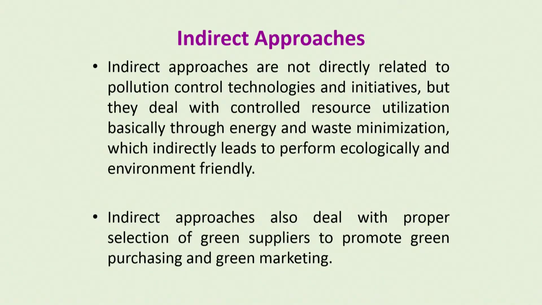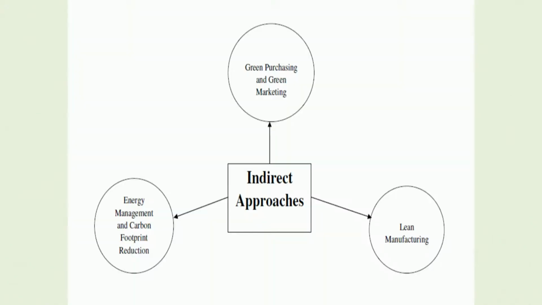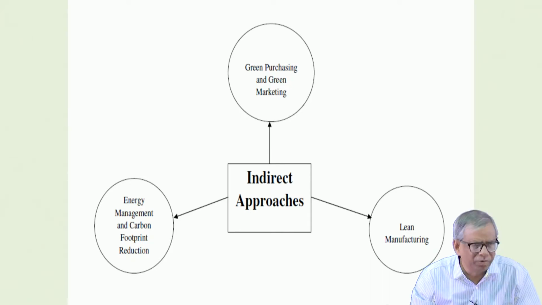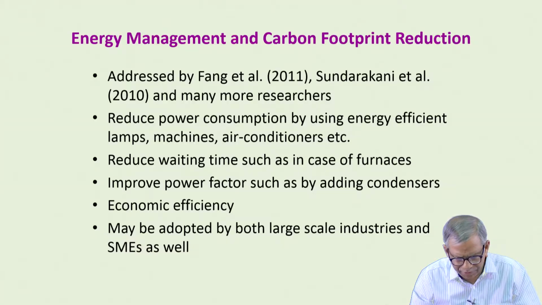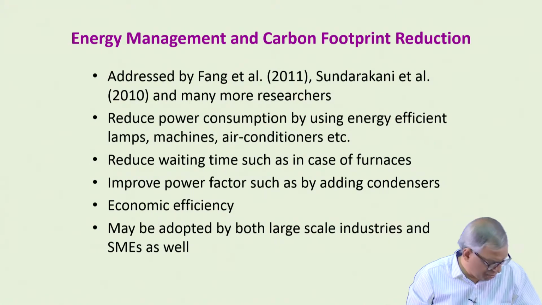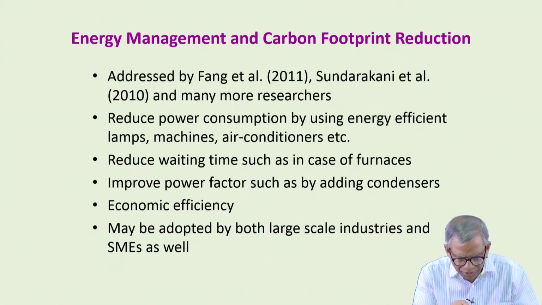So, indirect approaches also deal with the proper selection of green suppliers to promote green purchasing and green marketing. So, these are the three approaches I have come across. One is green purchasing and green marketing, so this concept you go through. Energy management and carbon footprint reduction, get the details, okay, and lean manufacturing. So, energy management, these are the issues you have. All these details you go through.